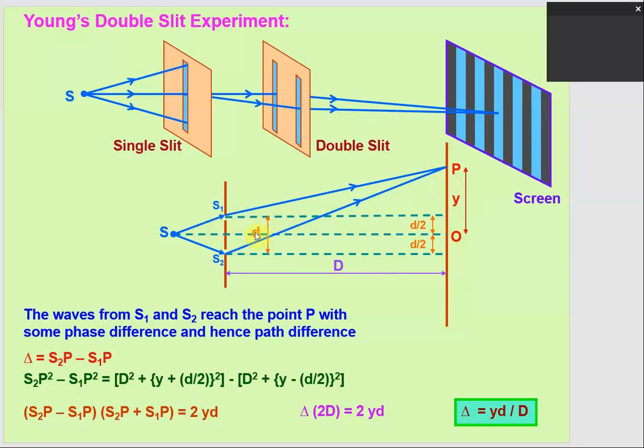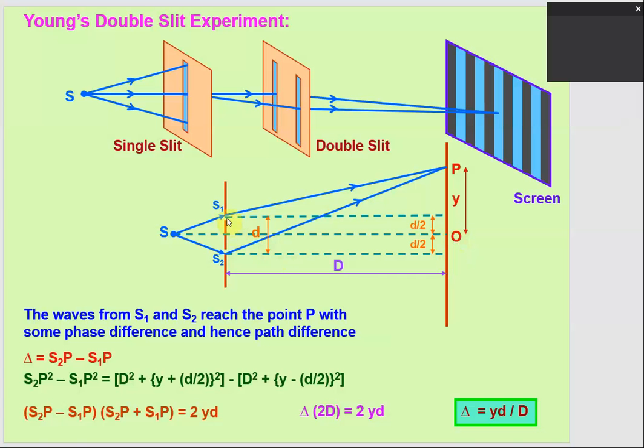At the very central point of the screen, we get a bright fringe. Bright fringe means a bright spot where light is illuminating the region. And then we get alternately dark and bright fringes on both sides of the center of the screen.